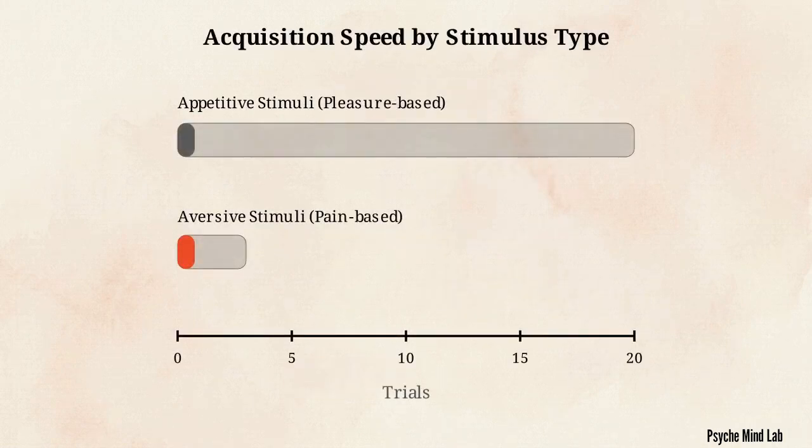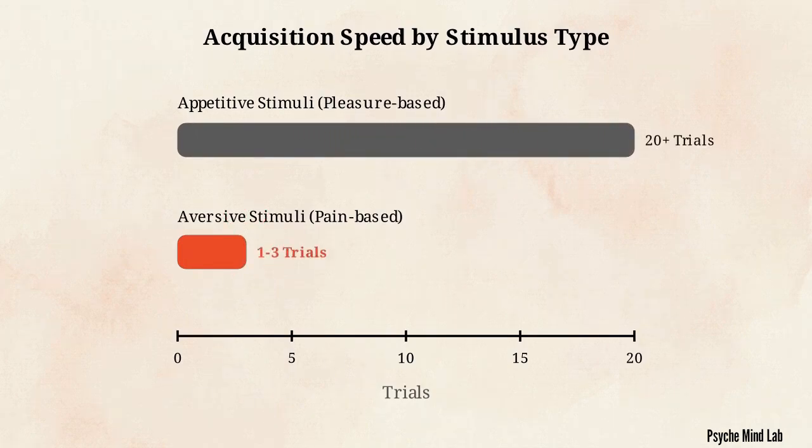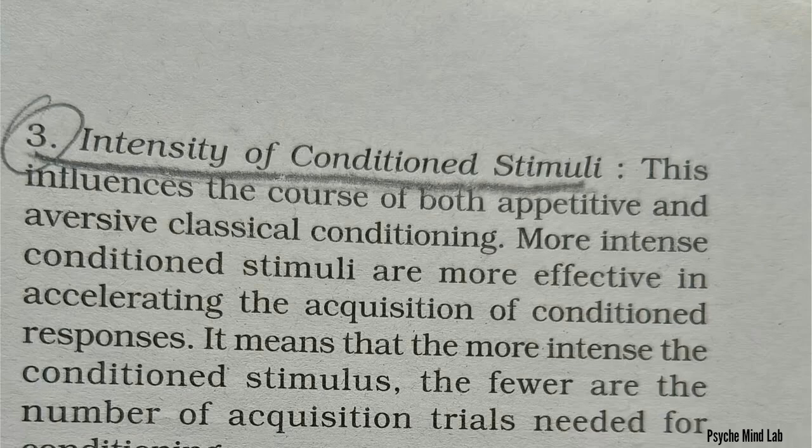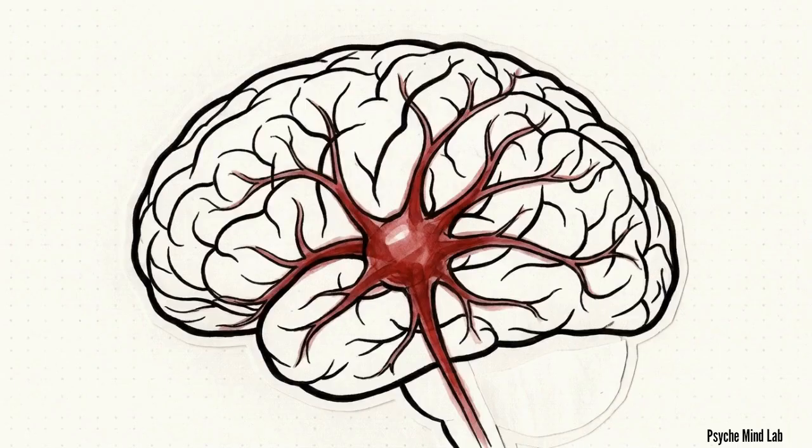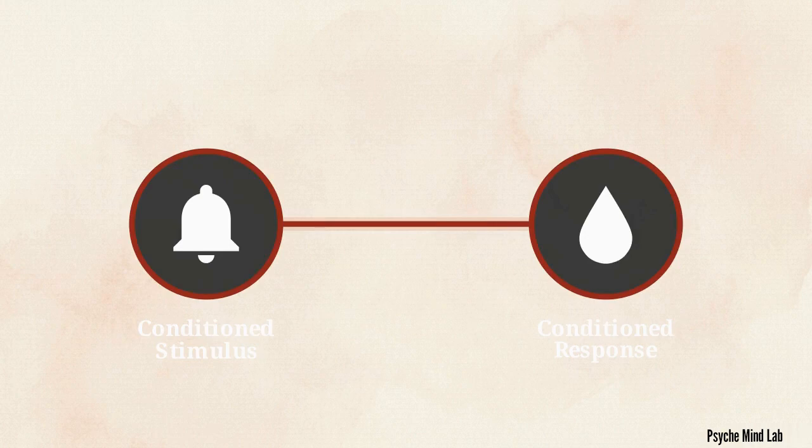Stimulus type also dictates speed. Pleasurable, appetitive stimuli require many trials to establish an association. Conversely, aversive stimuli, like pain, are learned rapidly due to deep survival instincts. The final variable is intensity. A louder or more intense trigger significantly accelerates the acquisition of the response. Timing, survival instincts, and intensity function as the rules the brain uses to decide which environmental patterns are important enough to store as habits. In phase 3, the association is complete.